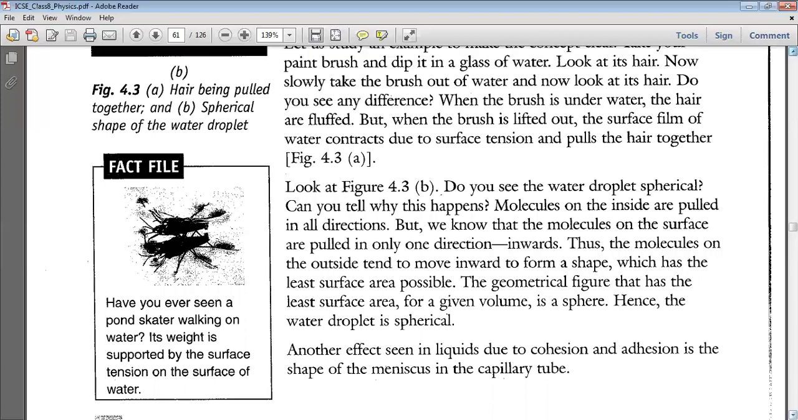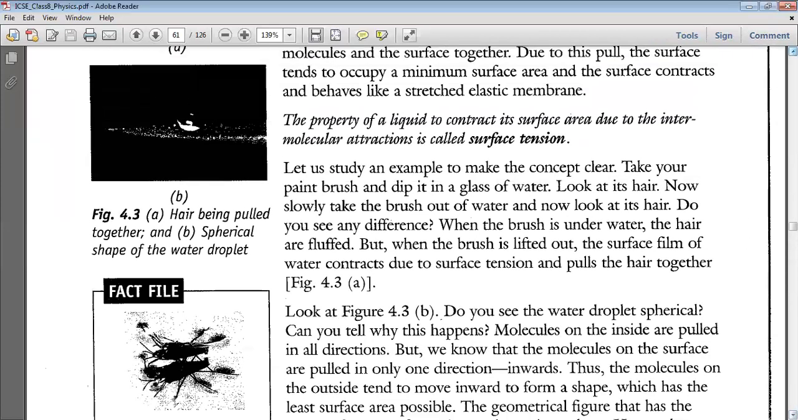Now another one, you can see this figure 4.3b. The simple concept of water droplets being spherical. When raindrops fall on the leaves or on a surface, you will see that the droplets of water look like a sphere. So can you tell why is it so? Why are the water droplets spherical, and why not rectangular? Why not triangular? Why not any other shape? Simply because of surface tension.